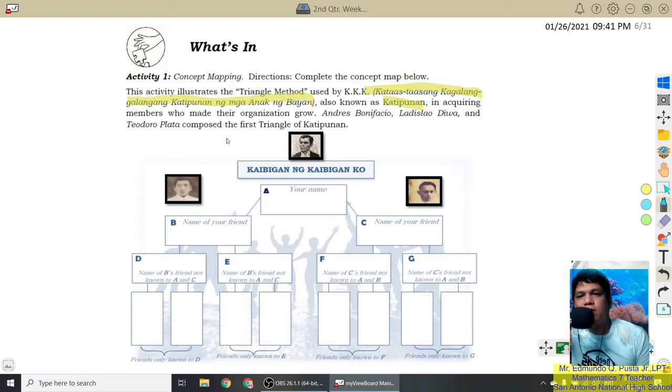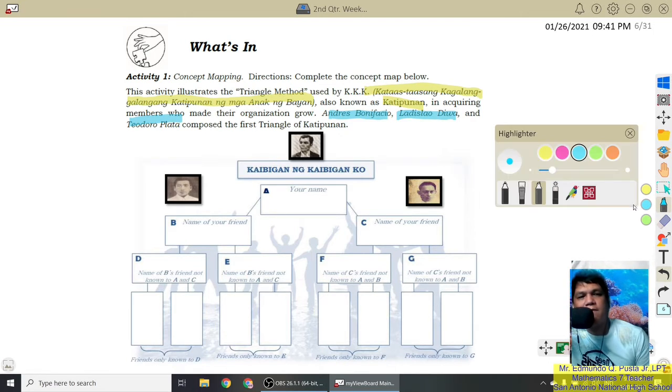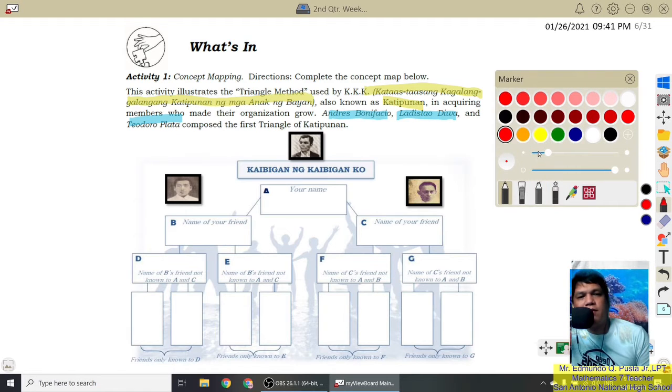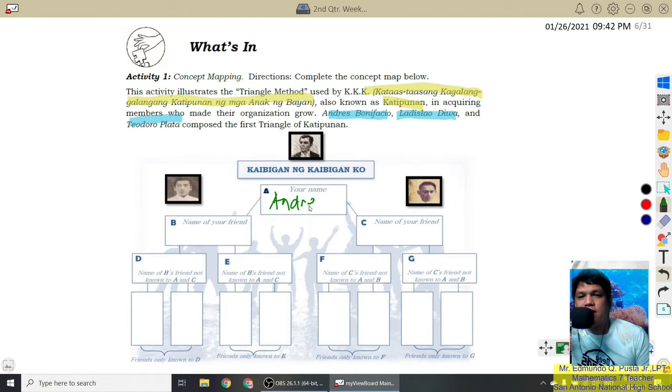In acquiring members who made their organization grow, Andres Bonifacio, Ladislao Diwa, and Teodoro Plata composed the first triangle. So this is the first triangle. Who are the first members of the Katipunan, or the Katipuneros? We have the first leader, of course, Andres Bonifacio. From our left we have Teodoro Plata, and then we have Ladislao Diwa.